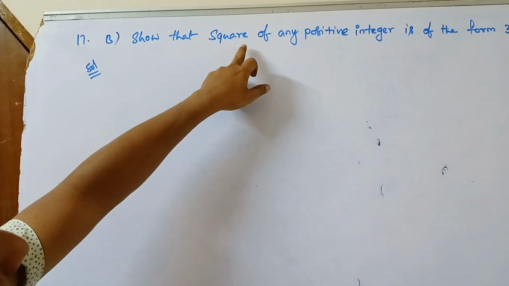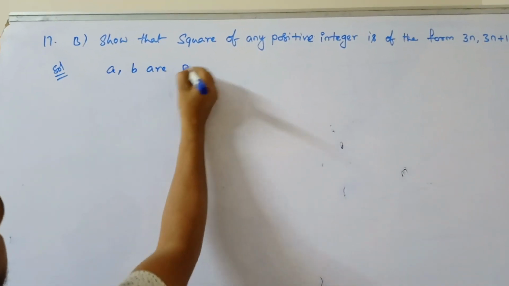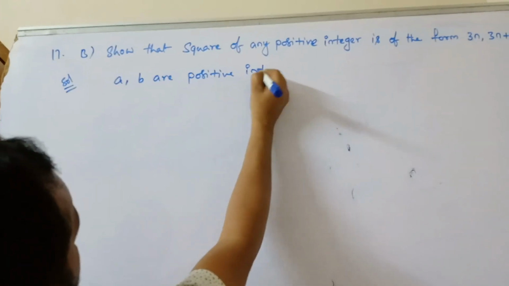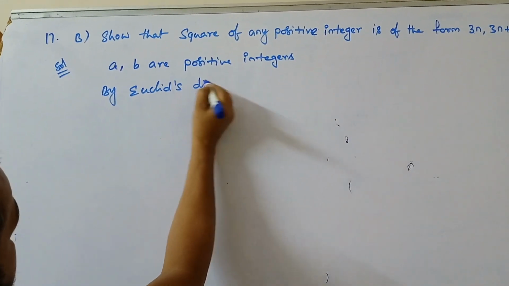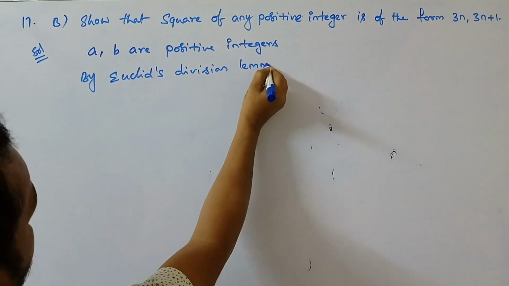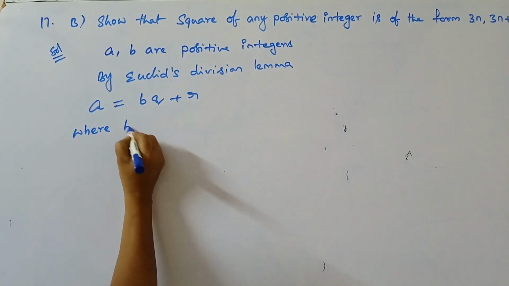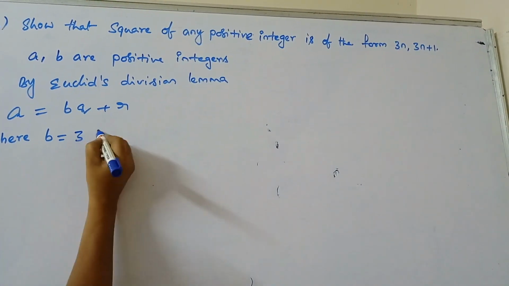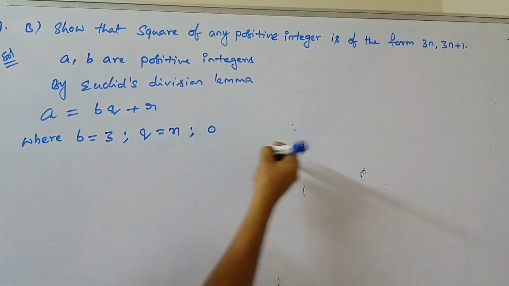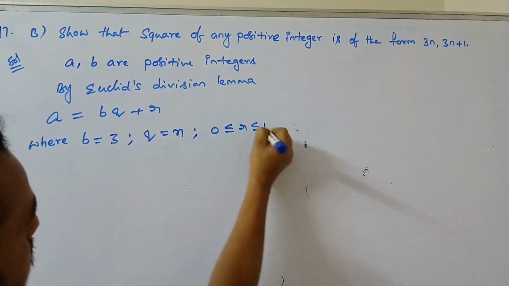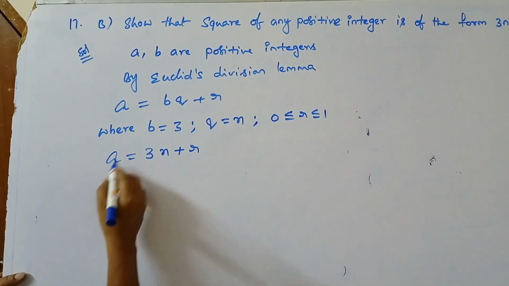Show that the square of any positive integer is of the form 3n or 3n plus 1. Let a and b be positive integers. By Euclid's division lemma, a equals b into q plus r, where b equals 3, q equals n, and r is the remainder, with 0 less than or equal to r less than 3. Now a equals 3n plus r, write down the same.